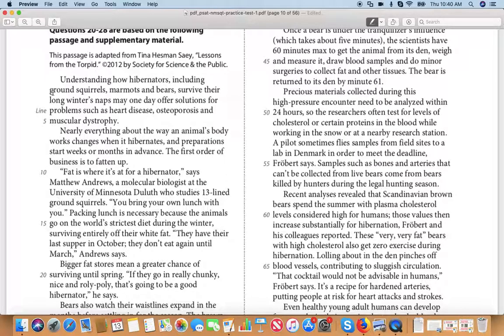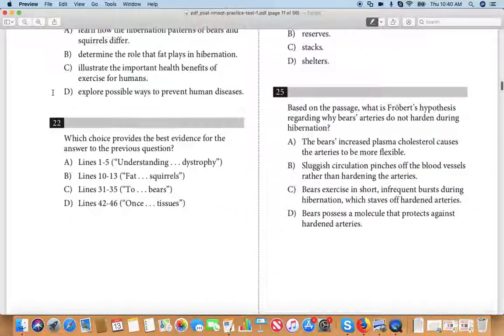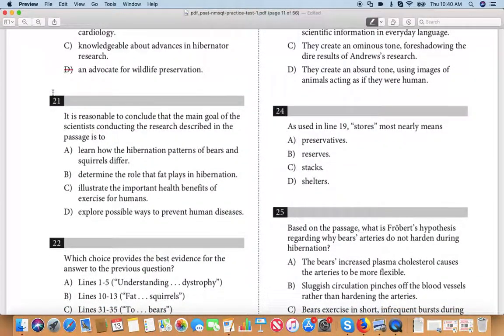Yeah. I'd say that's a lot of support. That's a lot of support right there for answer choice D for 21. Yeah, and then answer choice A for 22. Can we eliminate the incorrect answer choices here for 21? Let's read through them real quick. Go ahead and read A for 21.